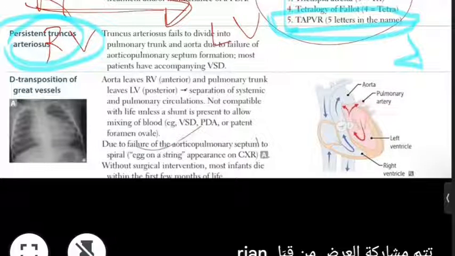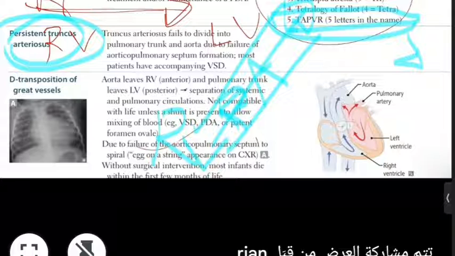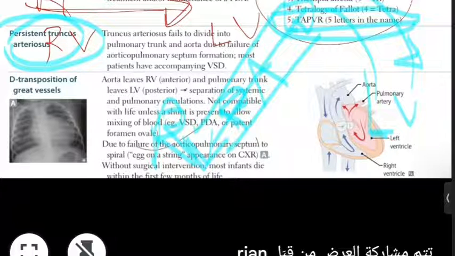You know that normally we have the pulmonary artery going out of the right ventricle to the lung. Why is it an artery? Because it's going out of the heart to the lungs. So the pulmonary artery will take this blood to the lungs. This is normal. And from the left ventricle, you have the aorta that takes the blood to all the body.